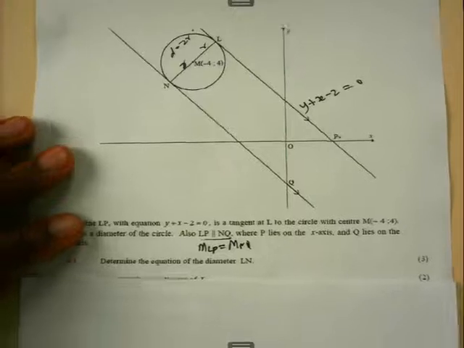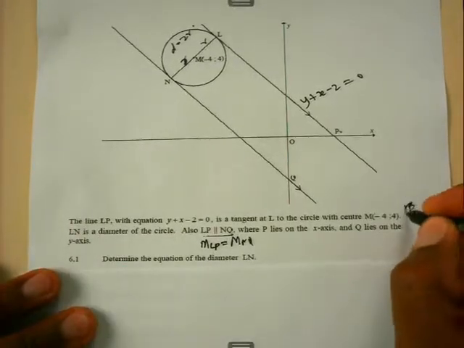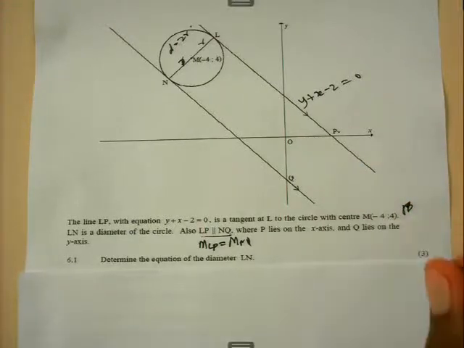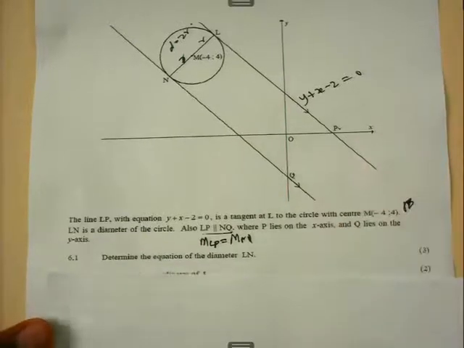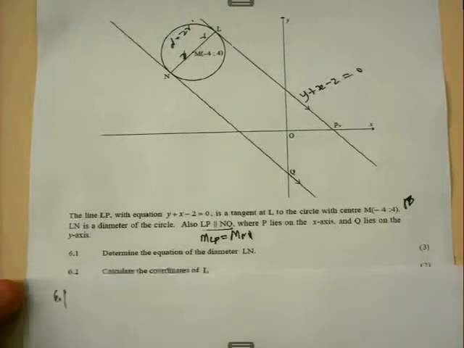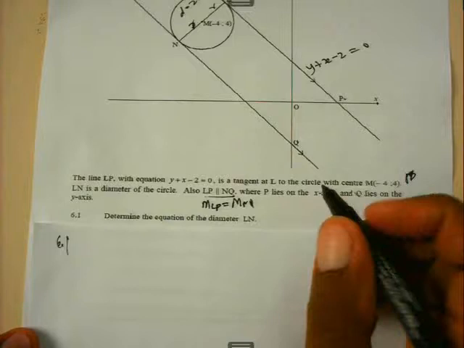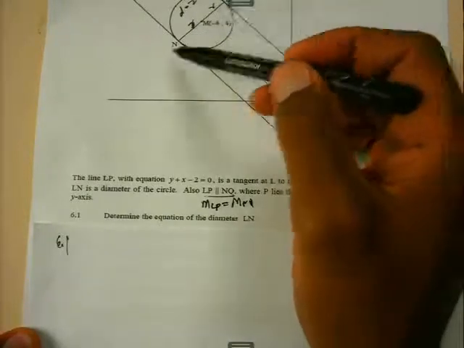Right, now let us look at the question. Now we've read the statement, which is very important, boys and girls. Each and every time before you answer the questions, make sure that you read the statement, you understand, or you can highlight all the information that is given in that statement. Right, question 6.1. They are saying we must determine the equation of the diameter LN.